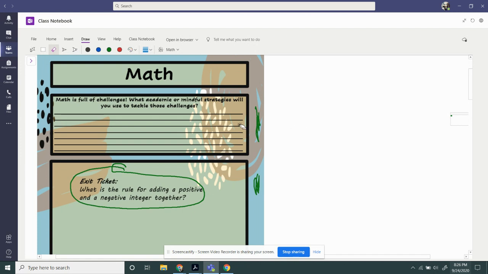Before we start, we do have a thoughtful do now. The do now says, math is full of challenges. What academic or mindful strategies will you use to tackle those challenges?